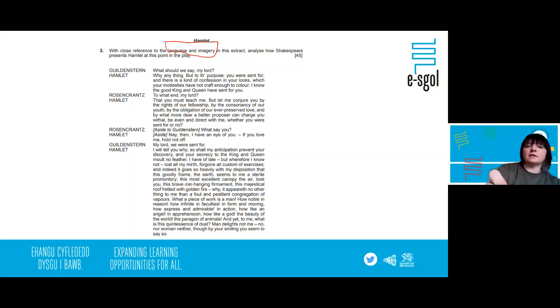If you look at the wording choice here, you've got the word confession, you've got the word craft, and this is what we'd call maybe language of deception. This idea that the language choice, where he's talking about confession and craft, suggests that things are a little bit too devious, and he makes it quite clear what his thoughts are. I know the good king and queen have sent for you. But notice how this is still quite friendly. He's not shouting, he's not questioning here.